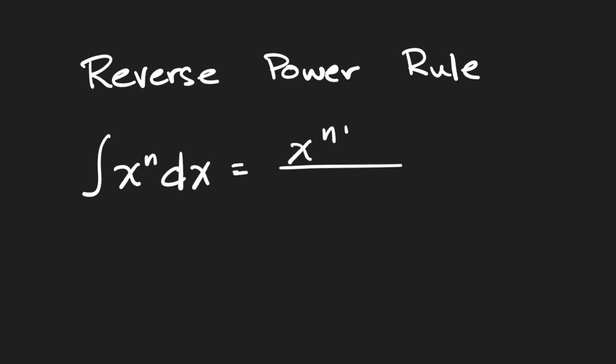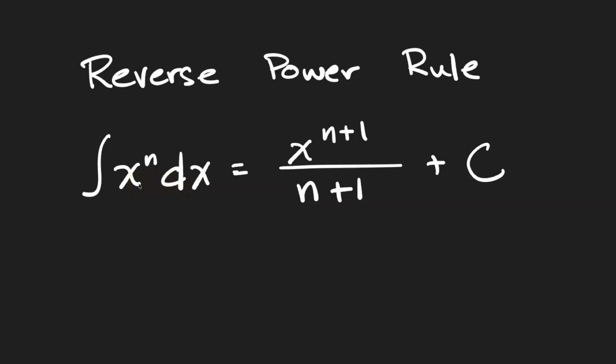Let's start with the reverse power rule. This is one of the most common ways to find an antiderivative. When you see this long S-shaped symbol, it's called the integral sign, and it tells you you're looking for the antiderivative. The function inside the integral is called the integrand, and the dx tells us we're taking the antiderivative with respect to x.